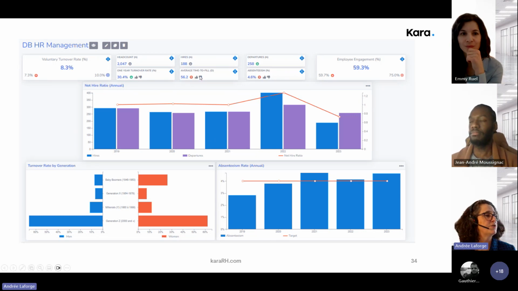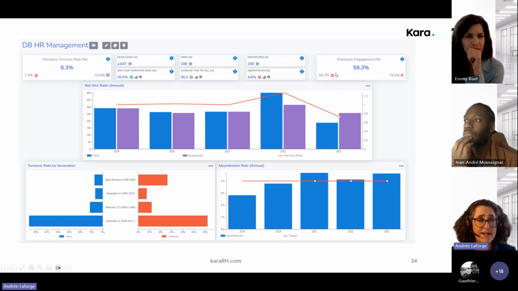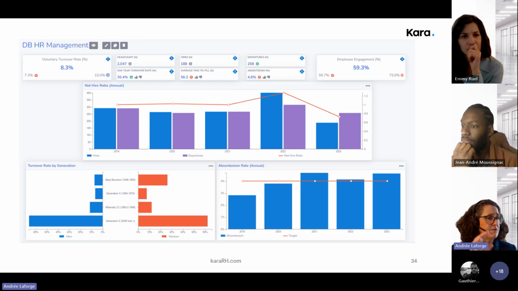So you see, I have the headcount, the hires, the departures, the employee engagement, the one-year turnover rate, the average time to fill, and absenteeism. So you see, I have diverse KPI from diverse domain.